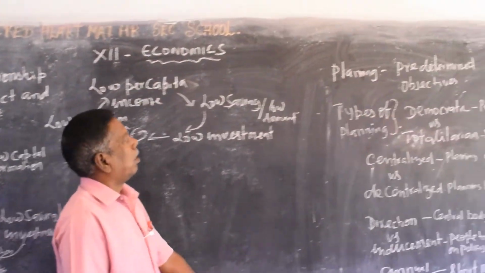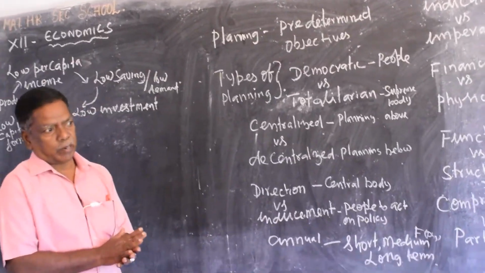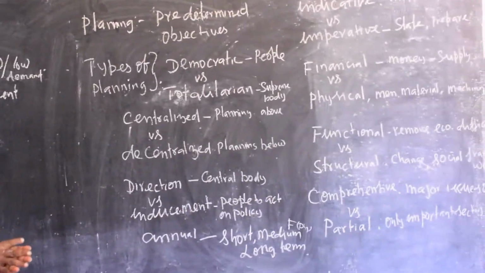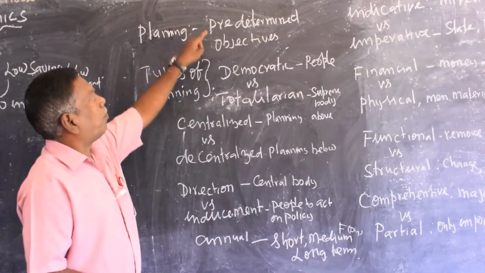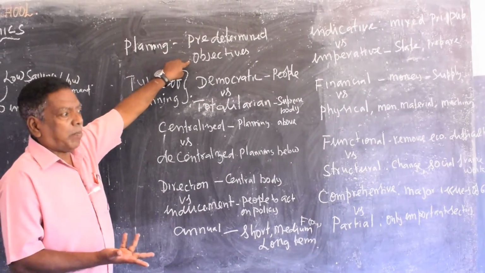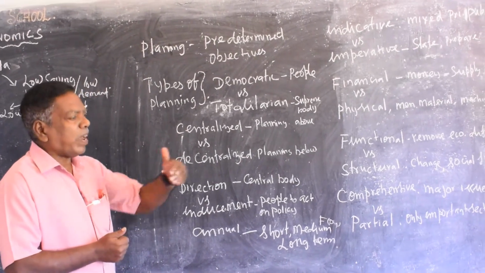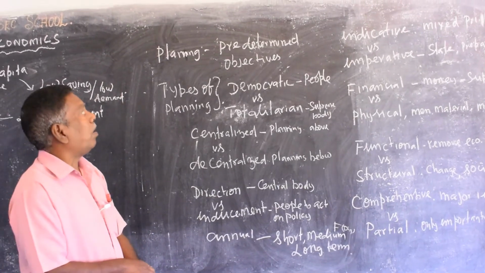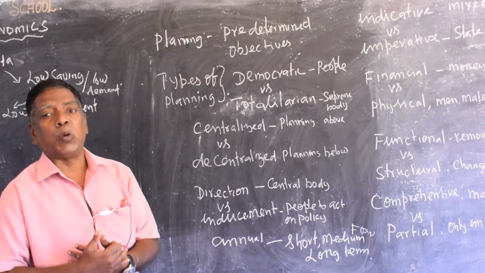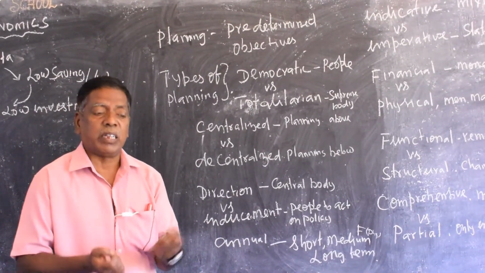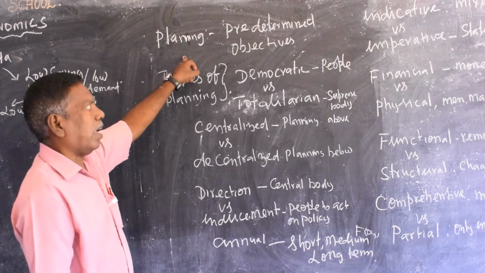Now coming to planning: predetermined objectives, and you can relate it to economic activity. Well-defined, predetermined objectives that are arranged in a systematic manner to meet a desirable end. Before executing it, we finalize each and everything, and we come to a proper shape, and that we attribute to planning.